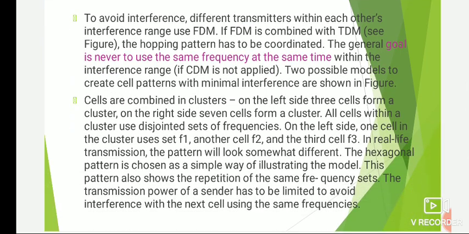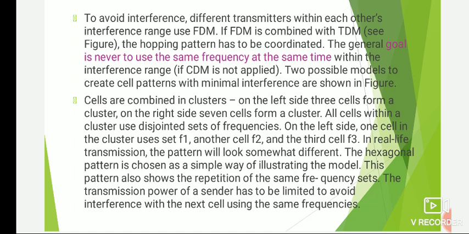To avoid interference, the different transmitters within each other's interference range use frequency division multiplexing. If FDM is combined with TDM, that is time division multiplexing, the hopping pattern has to be coordinated. The general goal is never to use the same frequency at the same time within the interference range. Two possible models to create cell patterns with minimal interference are shown in the figure.